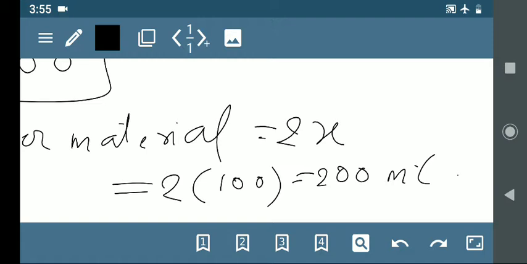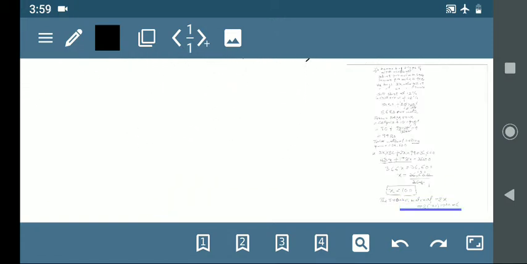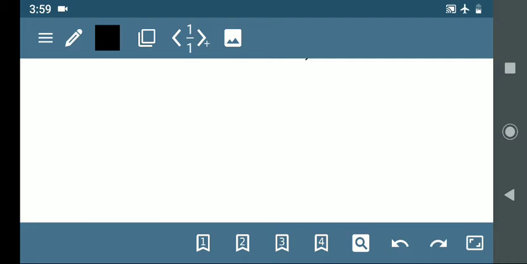So the next question, the eighth question, is: half of a herd of deer are grazing in the field and three-fourths of the remaining are playing nearby. The rest, 9, are drinking water from the pond. Find the number of deer in the herd.